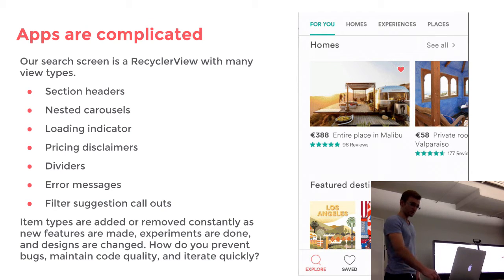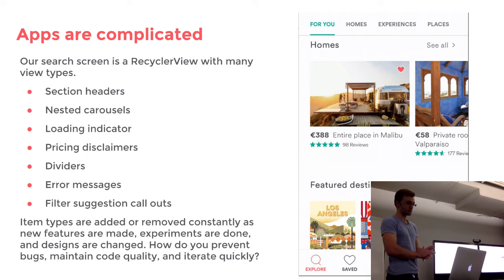This is our new search RecyclerView. It's the main view in the app when you open it up. And what we have here is results with nested carousels. So for each item in the RecyclerView, we have a section header here, homes, and then we show a nested horizontal scrolling RecyclerView of those items, and we go on to feature destinations. We show trips and places. We show a pagination loader.